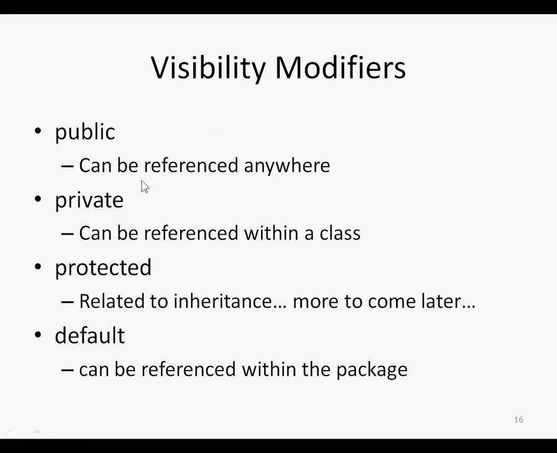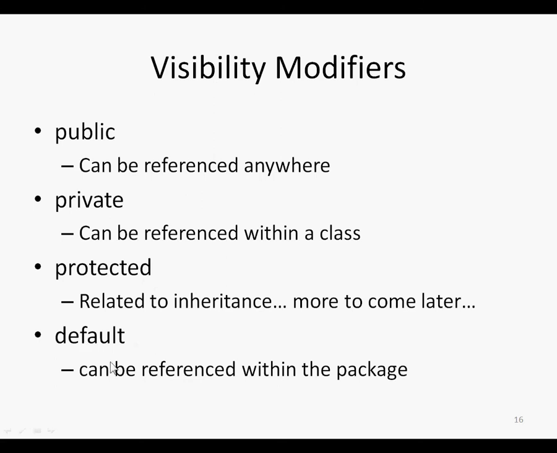Now, a public method or variable can basically be referenced anywhere. It can be referenced inside the class, outside the class, pretty much anywhere. Okay? A private variable or method can only be referenced within the class that it's declared. Okay, so you can only reference it inside that class. Another class cannot see it. Protected is related to inheritance, and we're going to talk about that when we talk about inheritance. So I'm going to put a pause on that one for now.